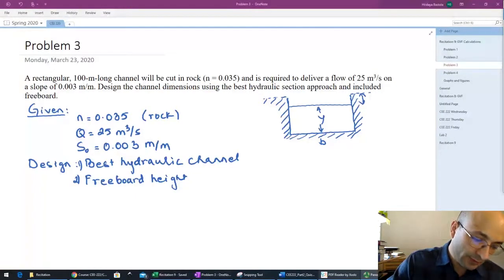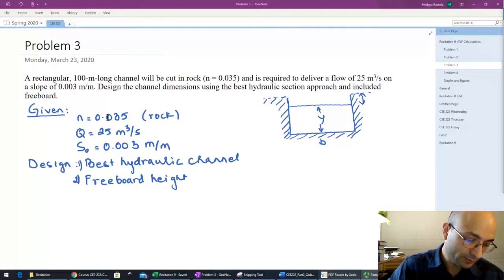We are given, so it's a rectangular channel, we are given Manning's roughness, we are given the design discharge, we are also given the channel slope. Using this design criteria, we would like to design the best hydraulic rectangular channel. And at the end we'll also estimate the freeboard height for this channel.